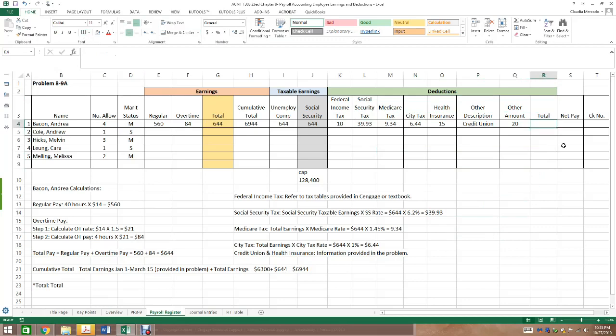So you have to get a total. I'm going to add my federal income tax plus my Social Security tax plus my Medicare tax plus my city tax plus my health insurance plus any other amount that I had. I think I put it in the wrong column. So that plus that plus that plus that, all of your taxes, all of your deductions. And I get $100.71. So I'm going to do it down here, the total deductions.